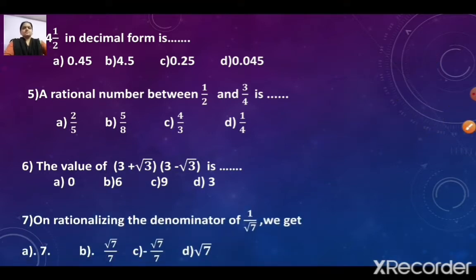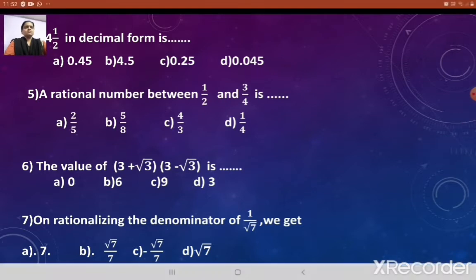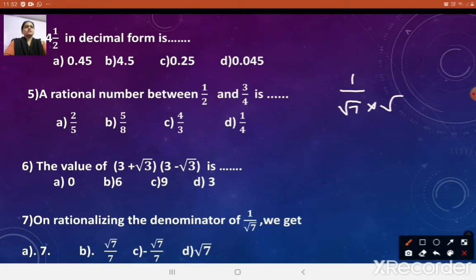The next one. On rationalizing the denominator of 1 upon root 7, we get what? Here 4 options are given. How to rationalize the denominator if only one value is given? Do you remember? Yes, what will we take? 1 upon root 7, we will multiply numerator and denominator by root 7 again.